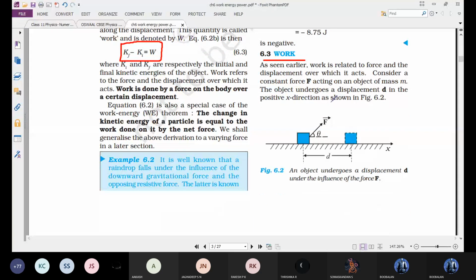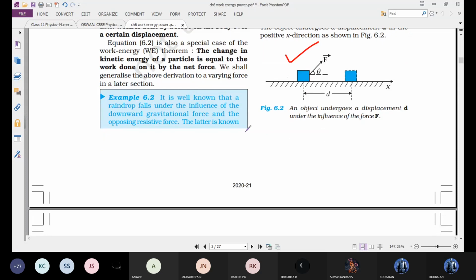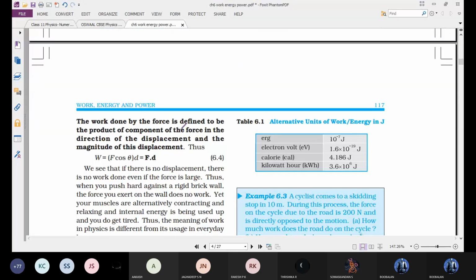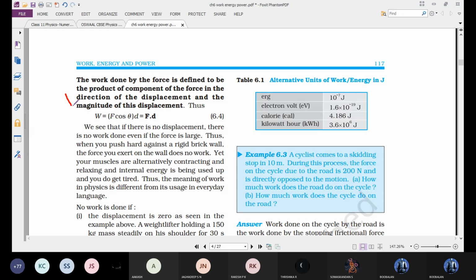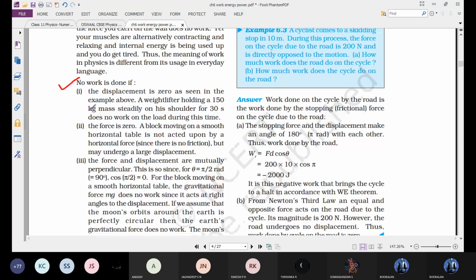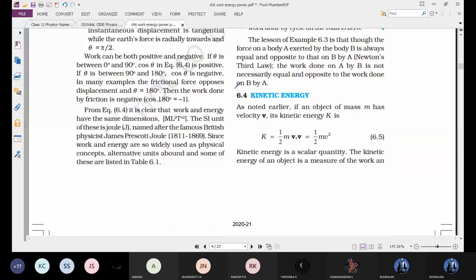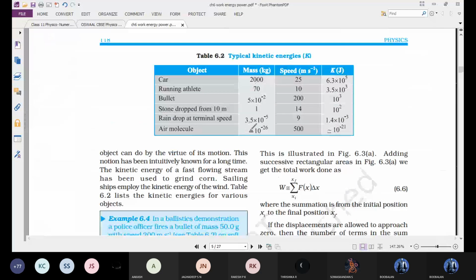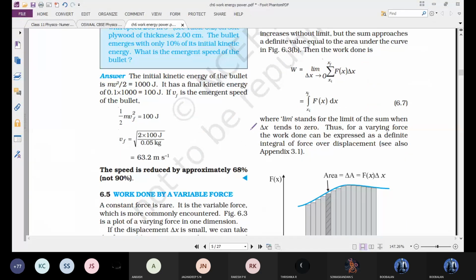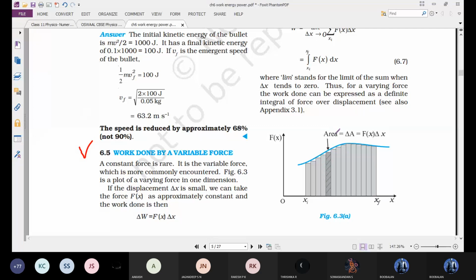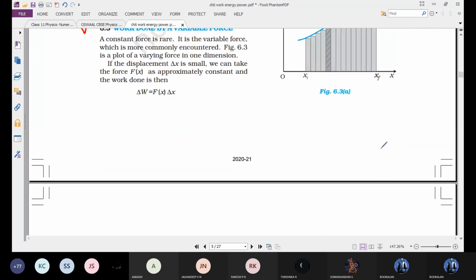So after work definition, so there is no work at 0 degree, 180 degree, 90 degree, negative work, positive work. Next, kinetic energy formula. The work done by variable force. So this is the formula, the area formula, Fs into del x, finding the area alone. So no need for this area derivation part.